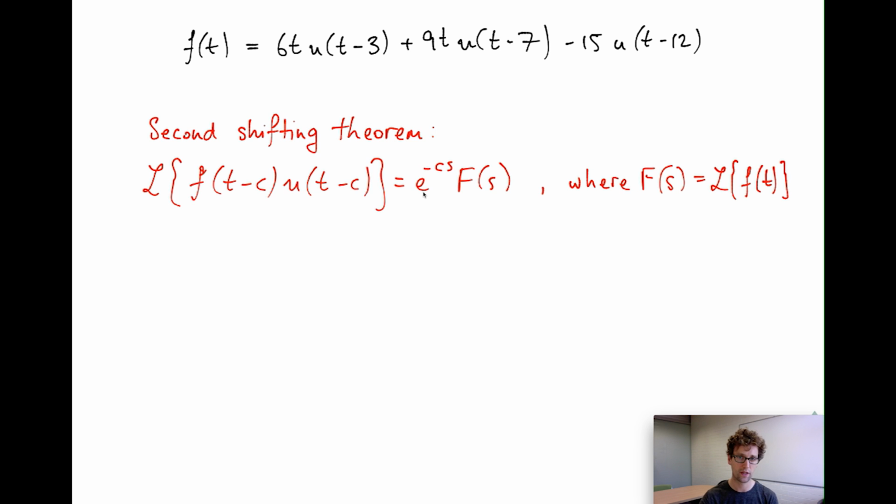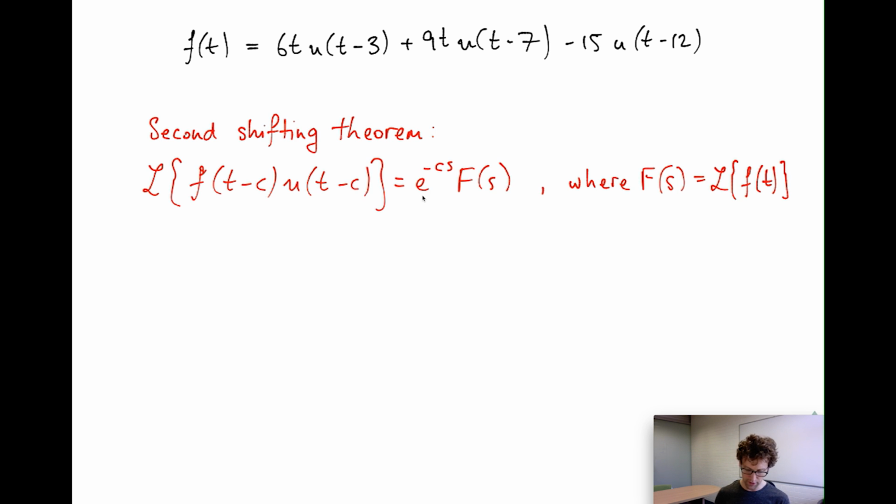So the second shifting theorem basically says that a shift plus a cut in t world turns into an exponential in s world. It's a little bit different from the first shifting theorem, which says that an exponential in t world turns into a shift in s world. Here we're saying a shift plus a cut in t world turns into an exponential in s world.